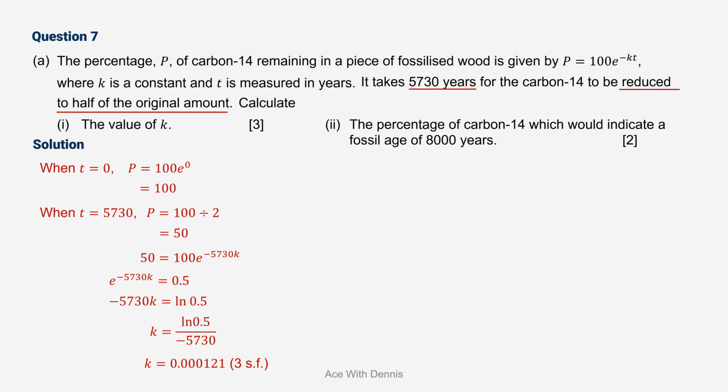Part 2. The percentage of carbon-14 which would indicate a fossil age of 8,000 years, 2 marks. So to calculate the percentage of carbon-14 at the age of 8,000 years, just substitute t equals 8,000. Then the equation becomes P equals 100 times e to the power of negative 0.000121, which is the k value, times the t, which is 8,000. Then calculate everything, and we'll get 38.0%.